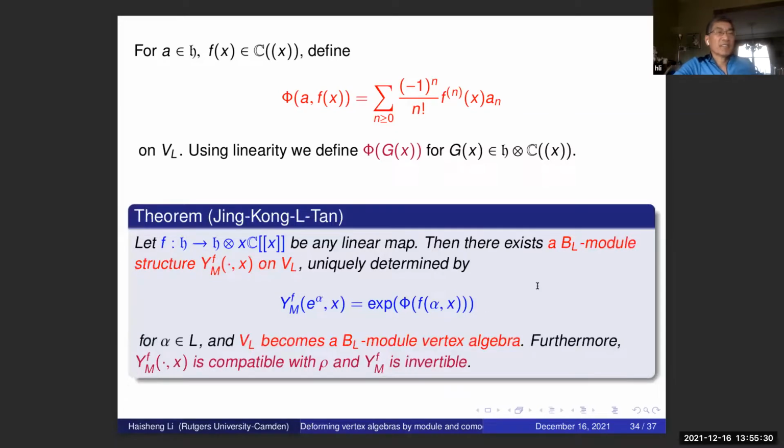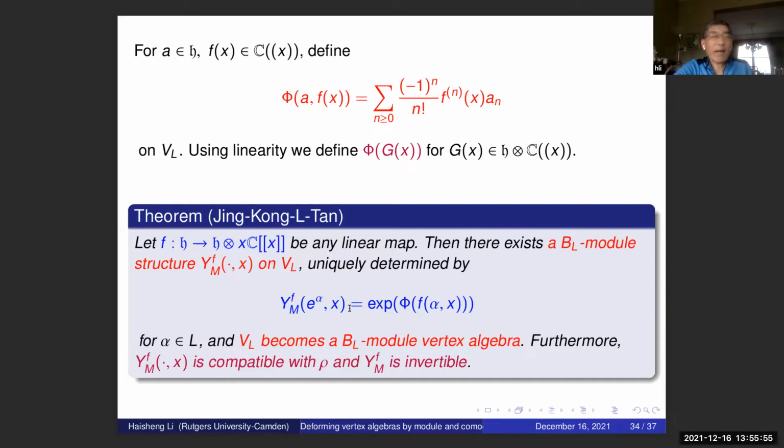And then, for any linear map F, sending the group algebra to the group algebra tensor this, with constant term 0, because we want to make sure the exponential exists. That's the reason. Then we have a BL module structure on VL.